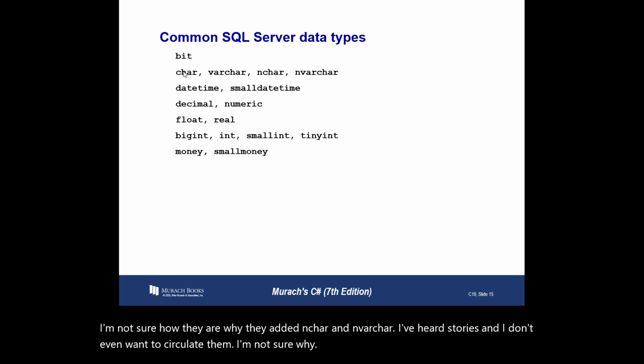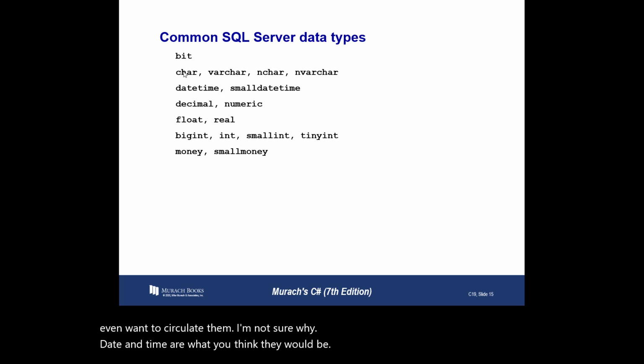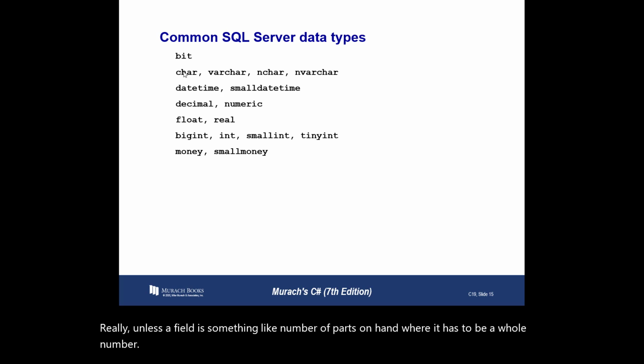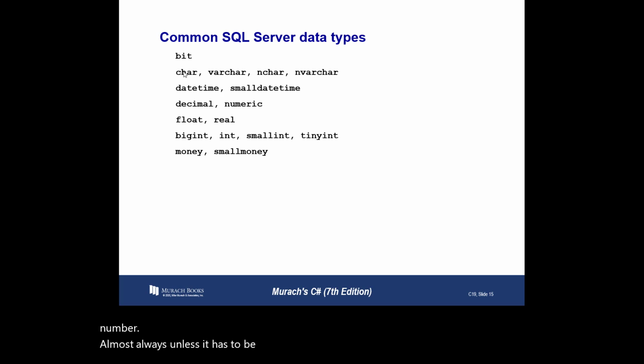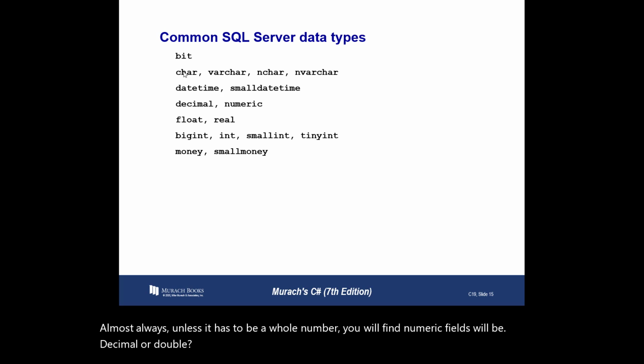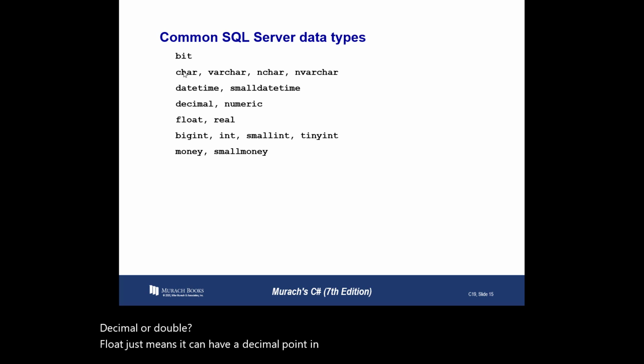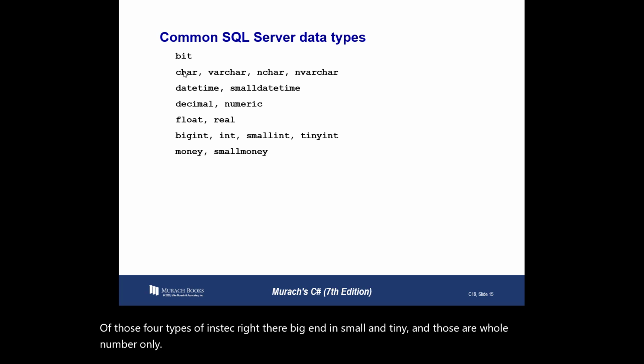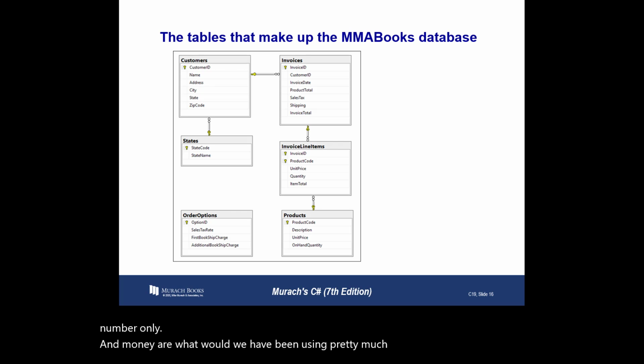Date and time are what you think they would be. All right, decimal and numeric. Really, unless a field is something like number of parts on hand, where it has to be a whole number, almost always you will find numeric fields will be decimal or double. Float just means it can have a decimal point in it. Those types of ints you see right there, big int, small int, and tiny int, those are whole number only. And money is what we have been using pretty much for decimal so far.